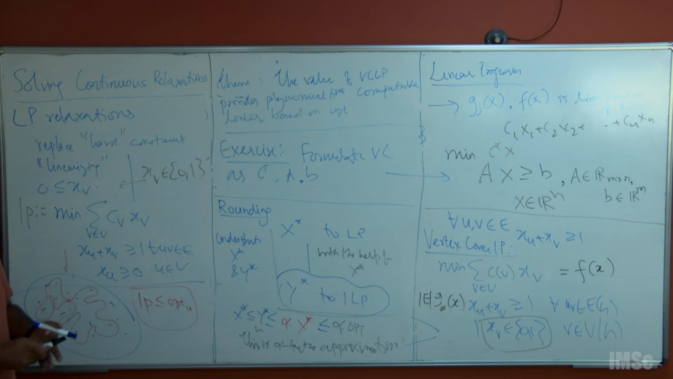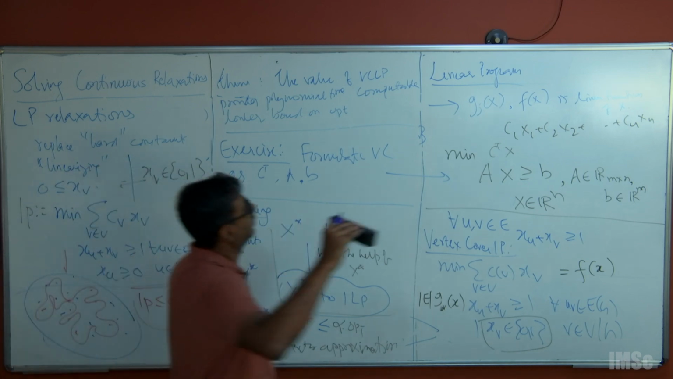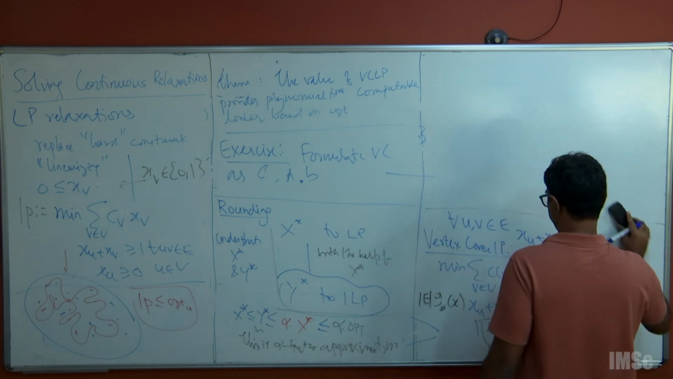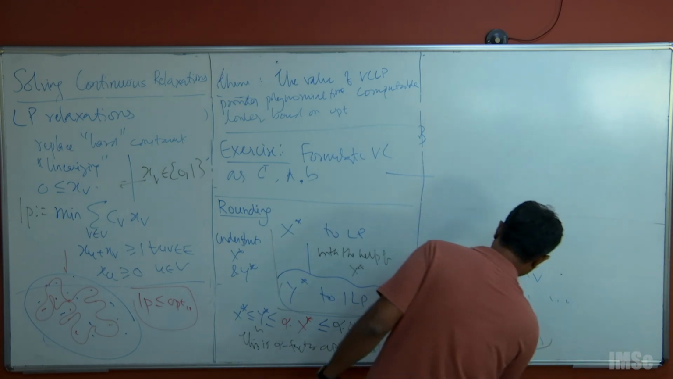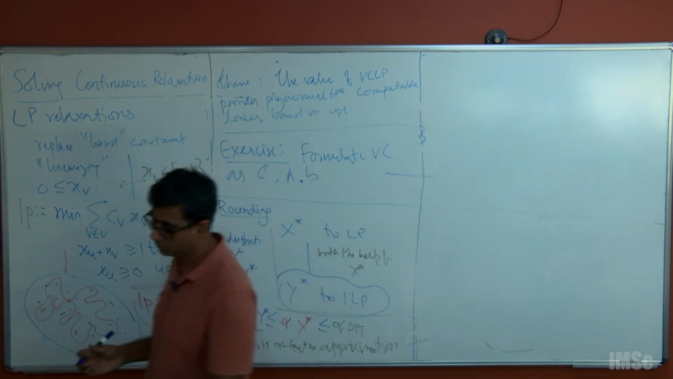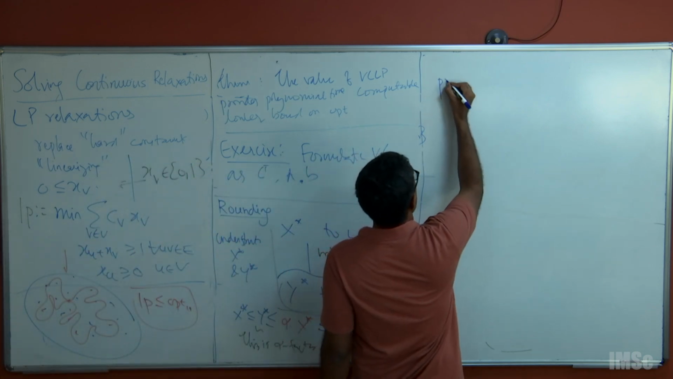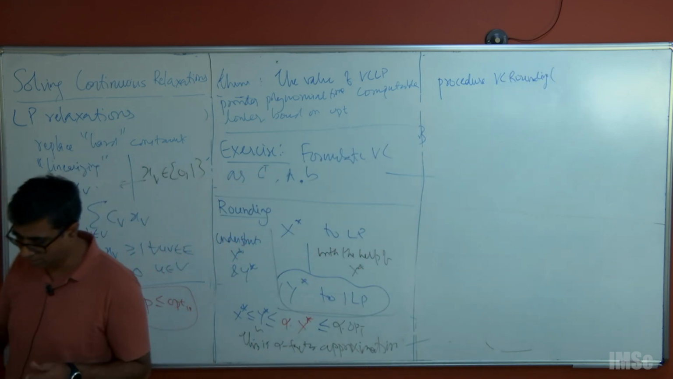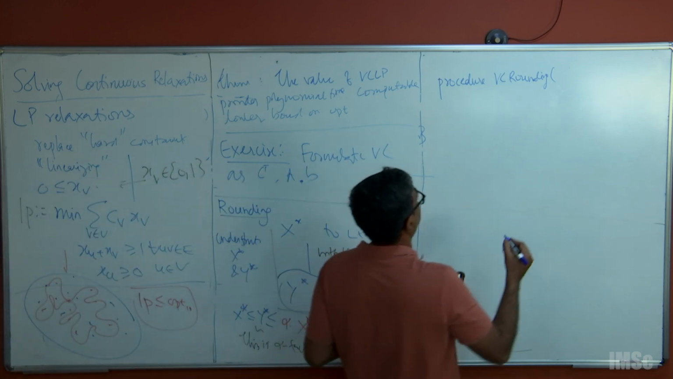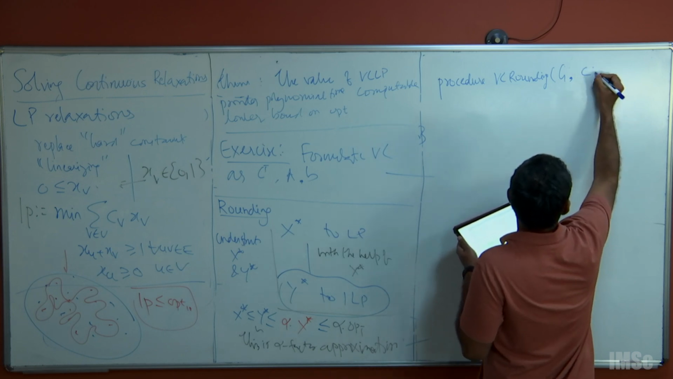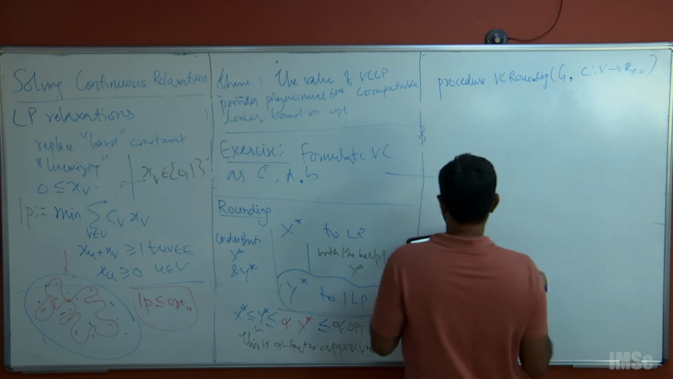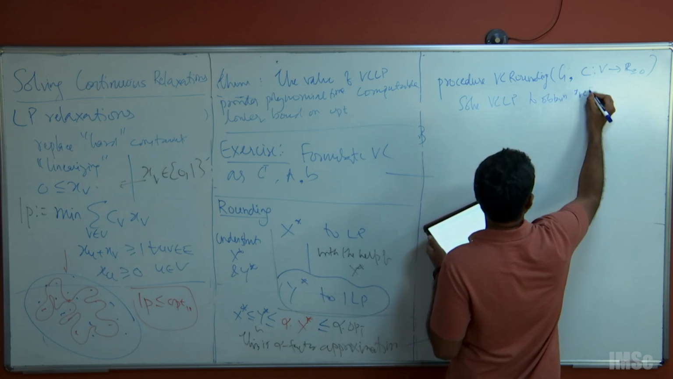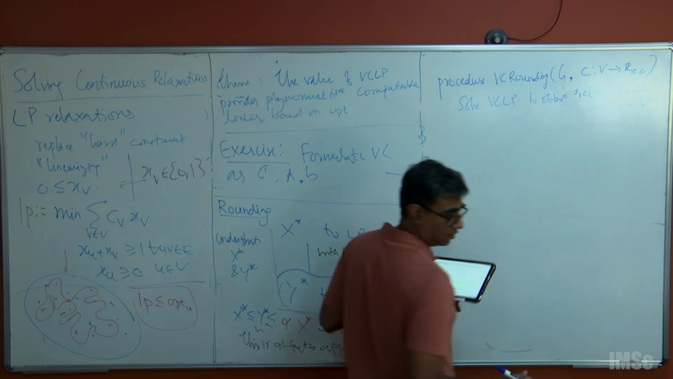Okay. For vertex cover, this rounding is very easy. So let us do this vertex cover rounding. Okay, so what is the procedure vertex cover rounding takes? It will take a graph G and cost function C. Now what will I do? I solve the vertex cover LP to obtain, say, xv in [0, 1] for all v in V. So this I can solve in polytime.